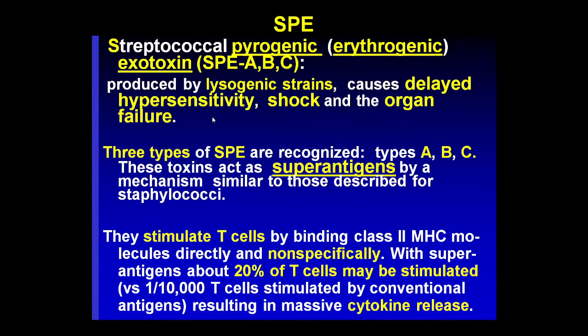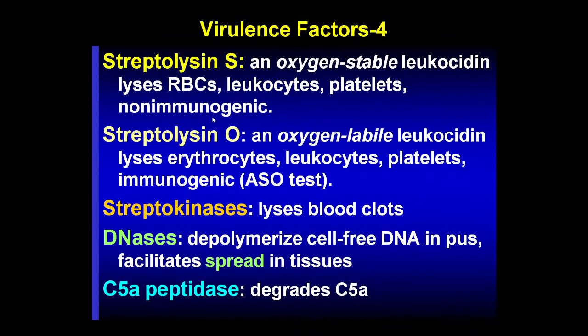We consider three types recognized based on antigenic structure, A, B, and C, and these toxins may also act as superantigens. They stimulate binding of macrophages and T cells through non-specific interaction. And if 20% of T cells are stimulated, we have a cytokine storm and disbalance, which may cause tissue and organ failure.